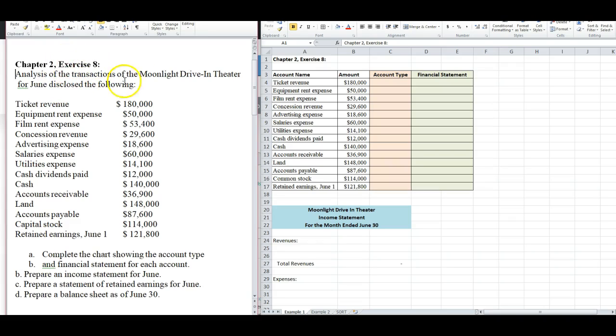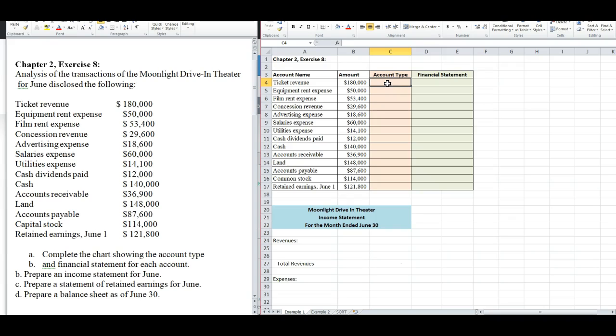For exercise 8, it says, Moonlight Drive-In Theater had the following accounts. They list the accounts and they give us the amounts. We have to complete a chart showing the account type and financial statement for each account. That's the first thing that we need to do. When we say account type, we're talking about 5 basic things. They are asset, liability, equity, revenue, and expense.